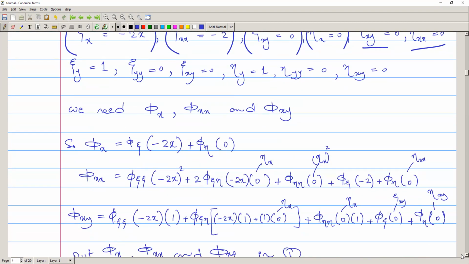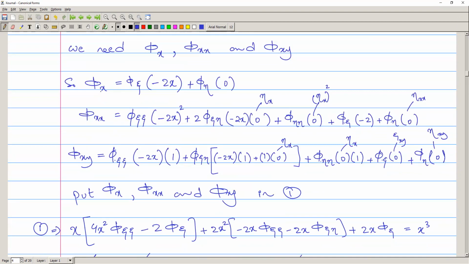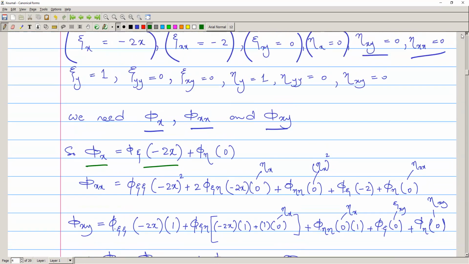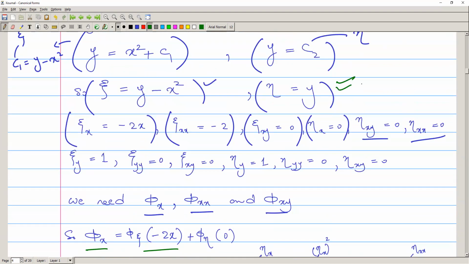After that we are going to put into the equation phi x, phi xx, phi xy, and all this stuff. So what we need is only these three, because in the question these three are given, right? So we will find these three. So phi x is equal to phi psi times psi x, that is negative 2x, plus phi eta into eta x, that will be 0 because eta is only a function of y, you can see here, right? So eta x will be 0, because eta is a function of y only.